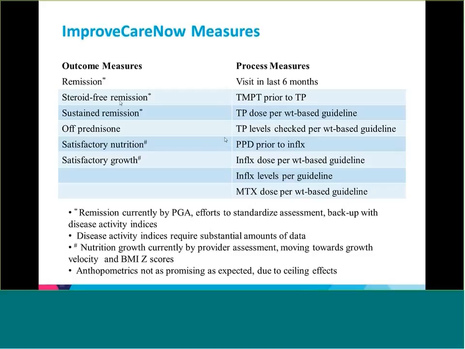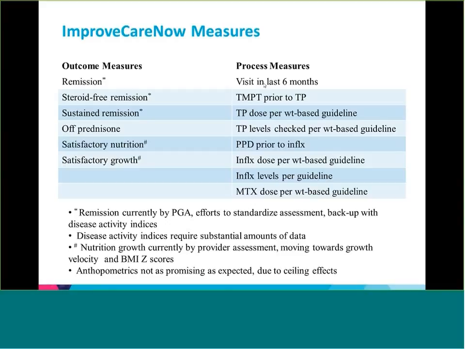And these process measures, and here you have a good example. So you have remission as defined by a physician's global assessment, steroid-free remission or number of days in steroid-free remission, sustained remission, patients off of prednisone, satisfactory nutrition and growth, remembering that this is a pediatric population. Growth becomes, or can be viewed as, a meaningful indicator. It turns out to be an important one.